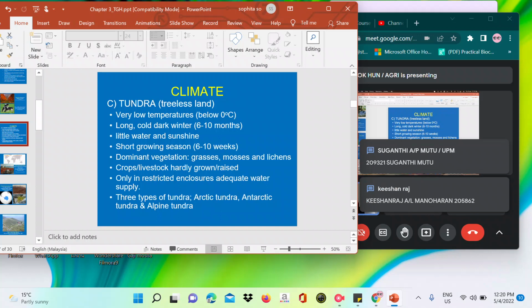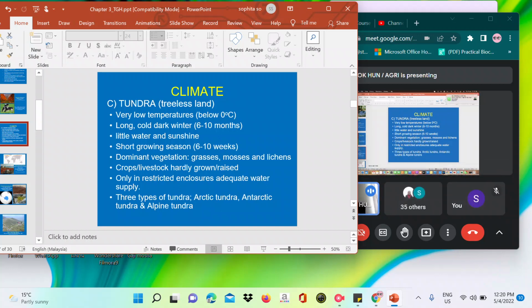So the dominant vegetation at that location, in that climate, is only grasses, small mosses and lichen. So small grasses only. The crop or livestock hardly grow. For example, chicken or duck also can't grow well in that area. And there is only a restricted enclosure of the water supply. So the three areas of tundra are the Arctic, the Antarctic, and also the Alpine.